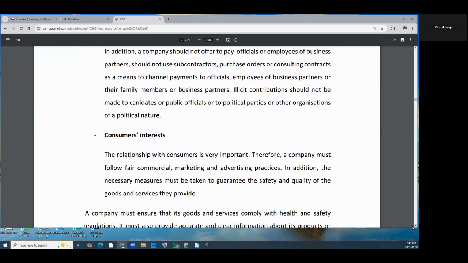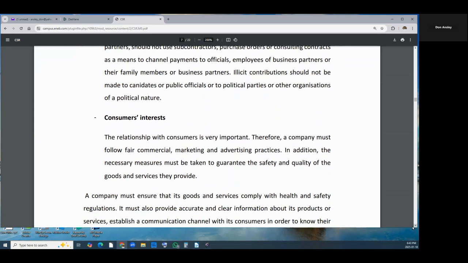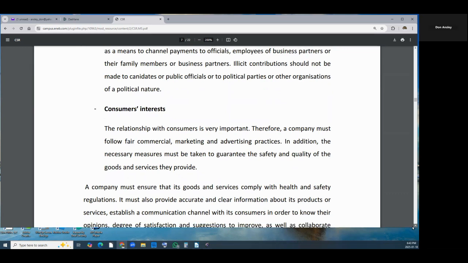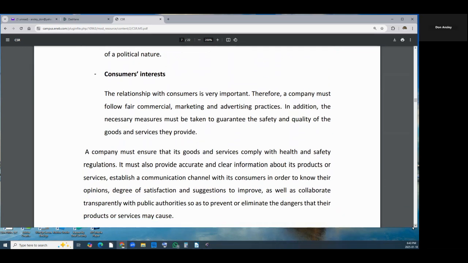Consumer interest. The relationship with consumers is very important. Therefore, the company must follow fair commercial, marketing, and advertising practices. In addition, the necessary measures must be taken to guarantee the safety and quality of the goods and services they provide. A company must ensure that its goods and services comply with health and safety regulations. It must also provide accurate and clear information about its products or services, establish a communication channel with its consumers in order to know their opinion, degree of satisfaction, and suggestions to improve, as well as collaborate transparently with the public authorities so as to prevent or eliminate the danger that their products or services may cause.